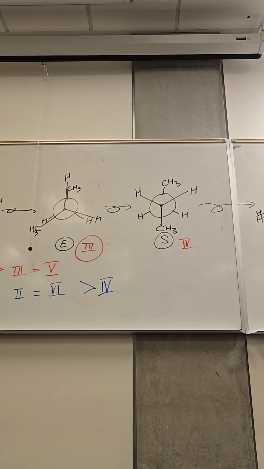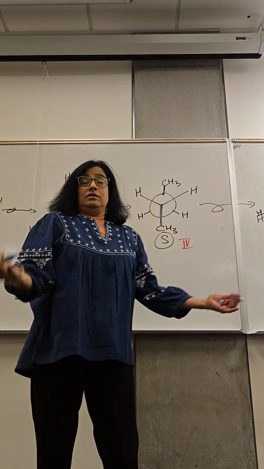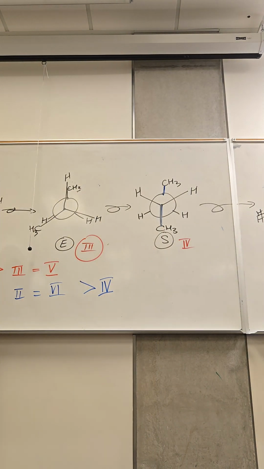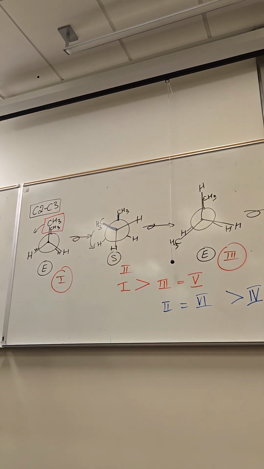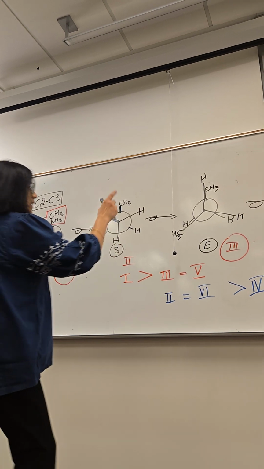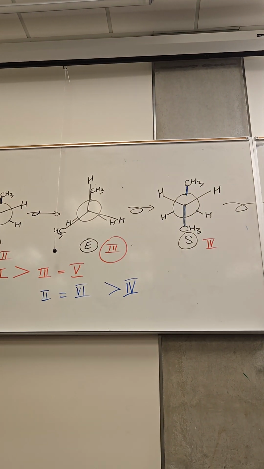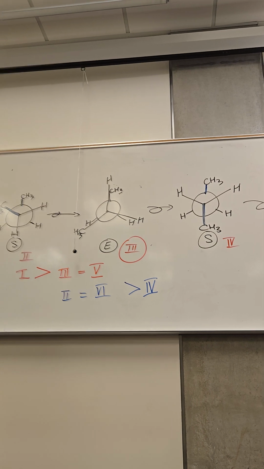Absolutely. Why? Because look, the biggest things are right opposite each other. What's the dihedral angle between this bond and this bond? 180 degrees. Right? What's the dihedral angle between this bond and that bond? 60 degrees. The farther away the groups are, the better. So absolutely, 4 is way more stable, lower energy compared to 2 and 6. Does everybody see that? Yeah.